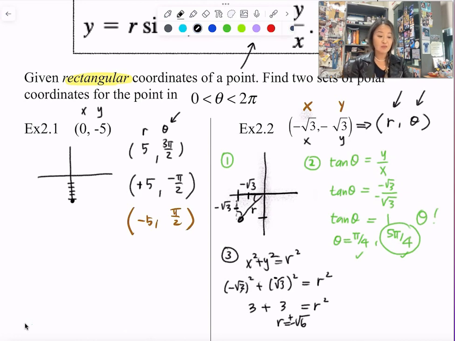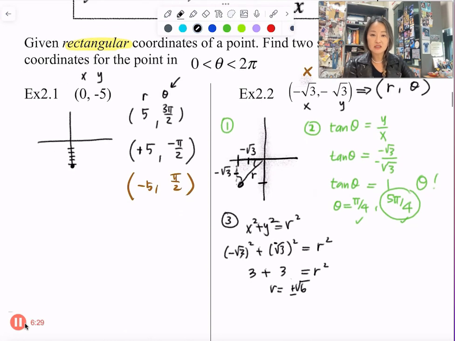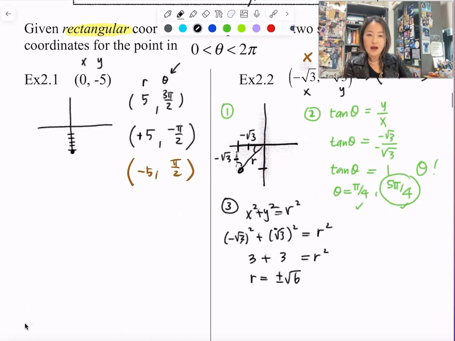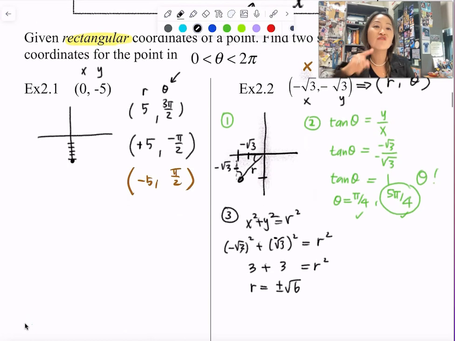Plus or negative is kind of important, okay? I'm going to write that better because it's so important. Plus or negative, r equals root 6. Why is that important? R is equal to plus or negative root 6. Plus or negative is important because we can go forward or backwards. Remember, it's a directed distance, right?